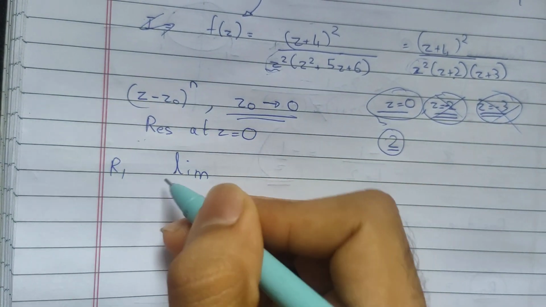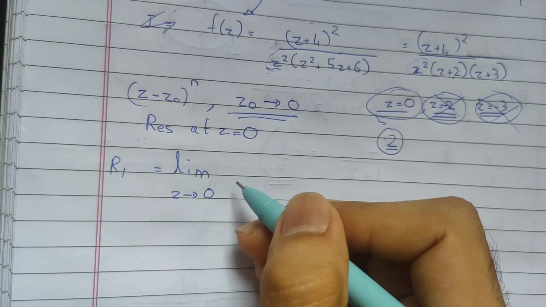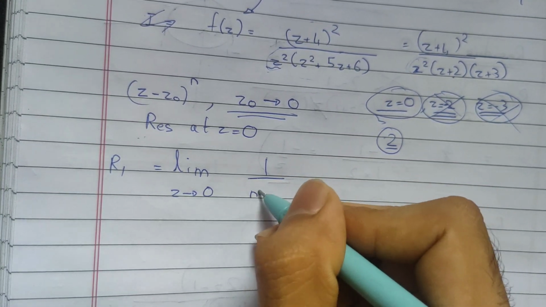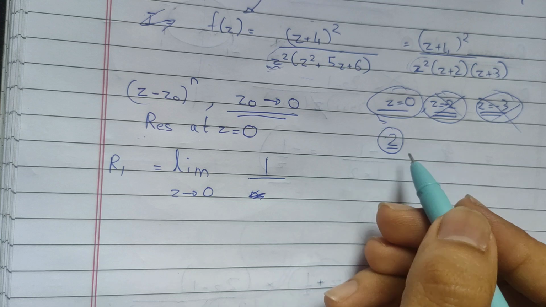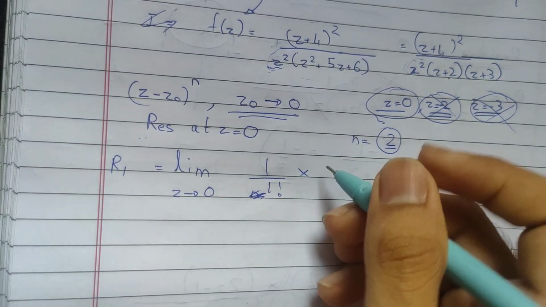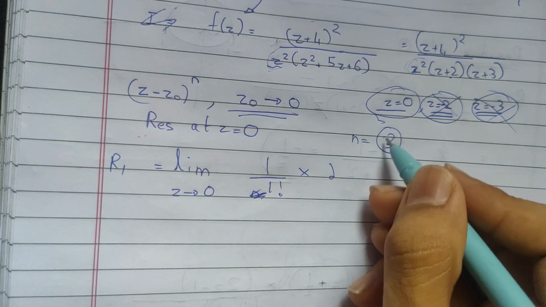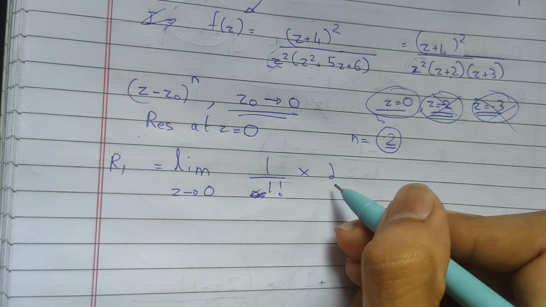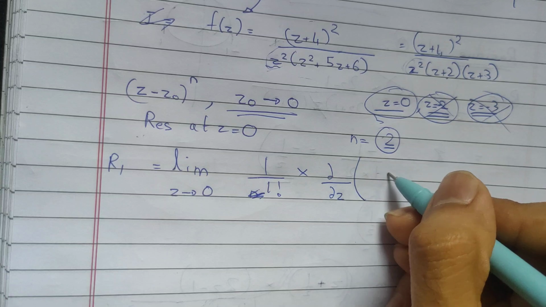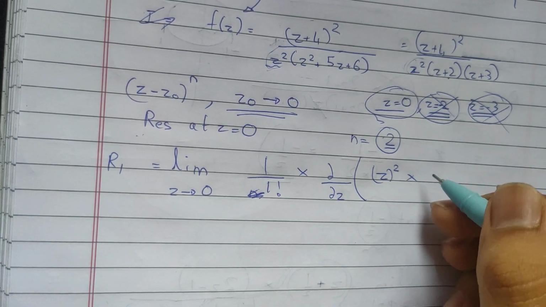R1 is equal to limit z tending to 0. Since this is an nth order pole, firstly we have the factorial term, (n minus 1) factorial. The value of n is 2 for this, so 2 minus 1 is 1 factorial, into the differentiation, n minus 1 times, so 1 time. So we differentiate with respect to z the term z minus z naught squared, and z naught is 0, so basically z squared into f of z.